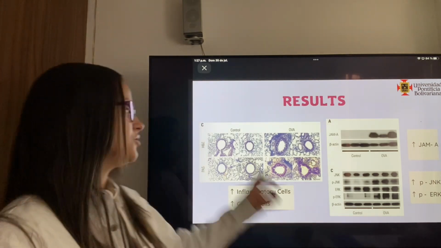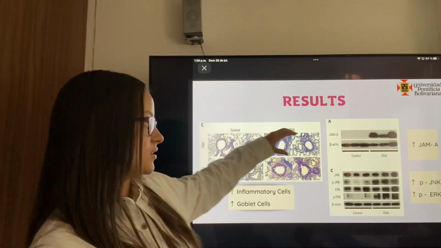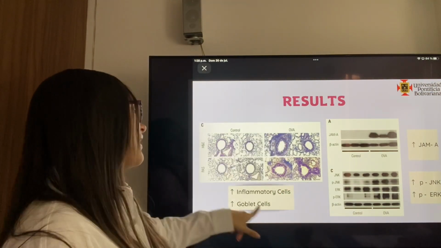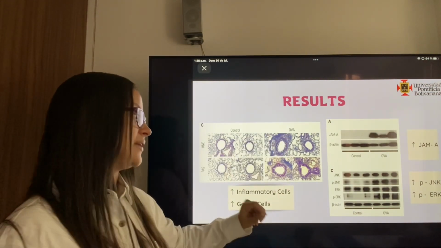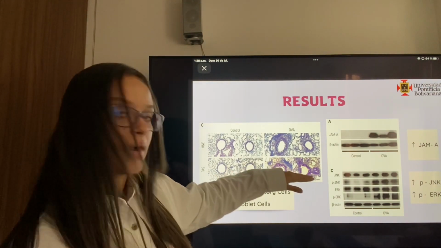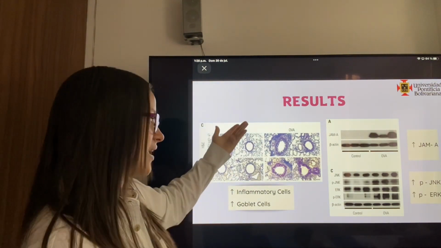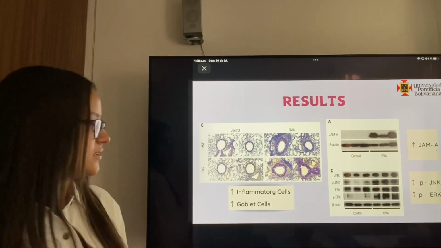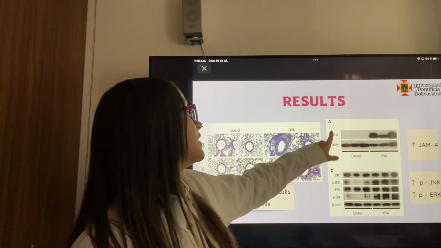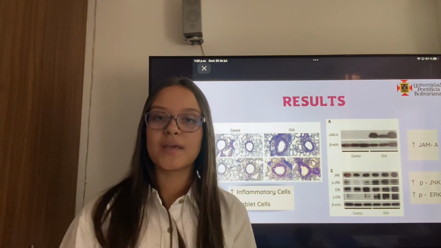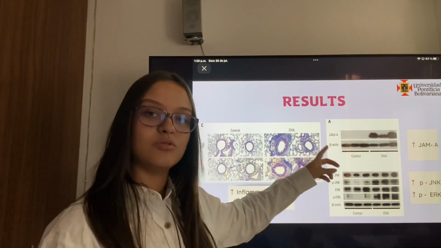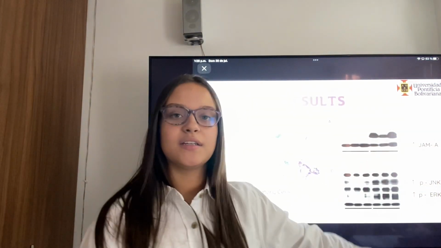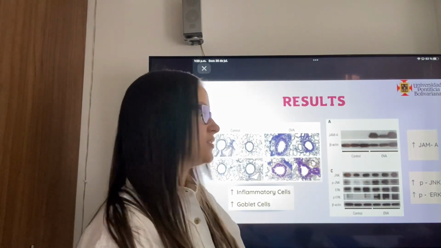Results. So, figure 3. We can see on the top that the lung tissues exposed to OVA have increased infiltration of inflammatory cells. And in the bottom, we can see that the same tissues exposed to OVA have an increase of goblet cells. In 4A, we can see that expression in low dose is significantly higher in OVA than control mice.